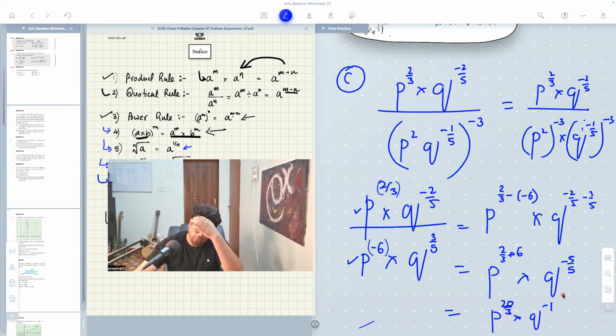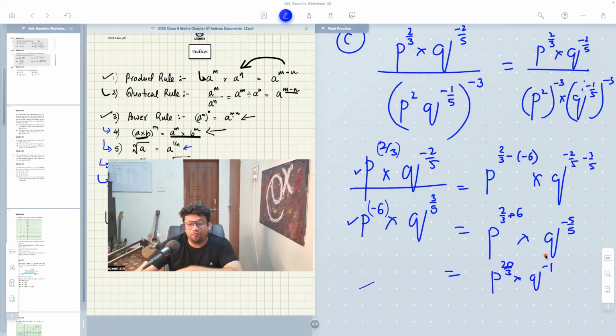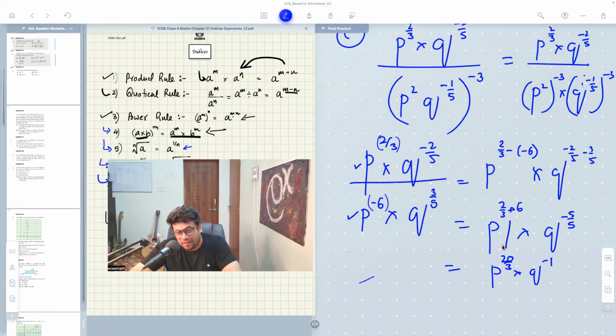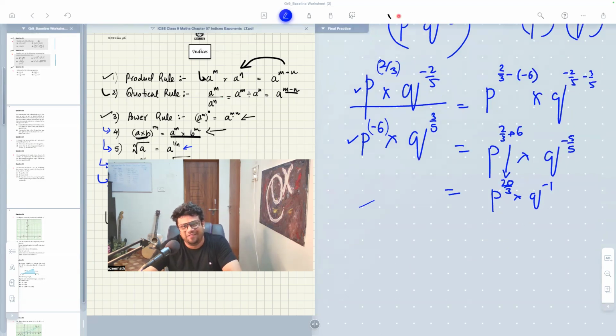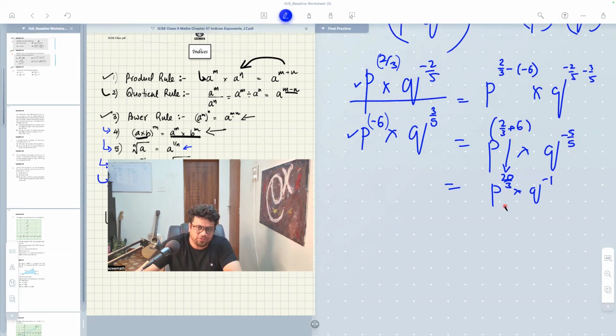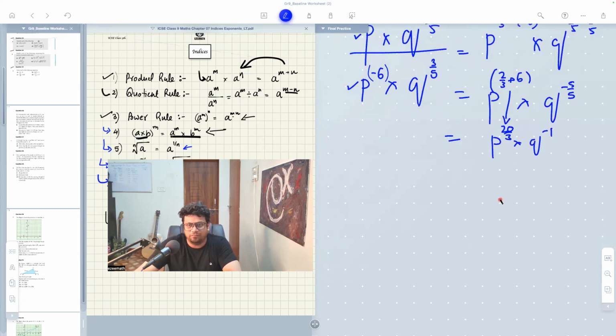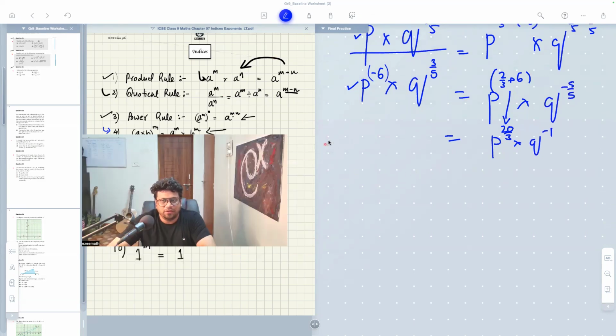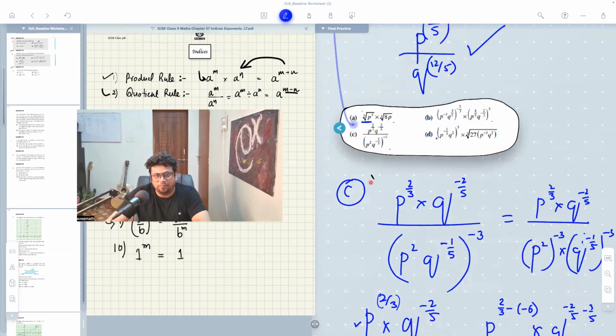So, if 2 by 3 plus 6 coming to 20 by 3 is a problem for you, it's going to be a problem, because at this level of math, we can't struggle with addition of fractions like these. Don't make silly mistakes there, or maybe try to learn some of it by yourself and come up with the right answer. So that was about your C part. Now let's do the part D.